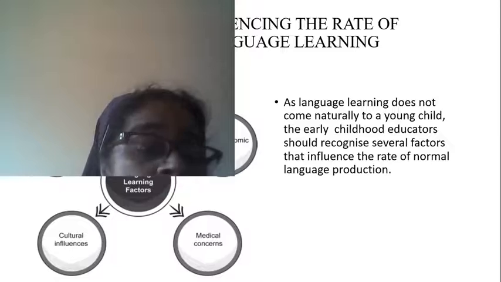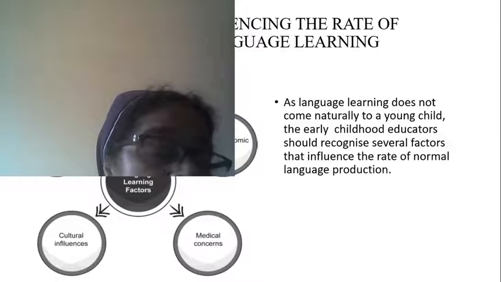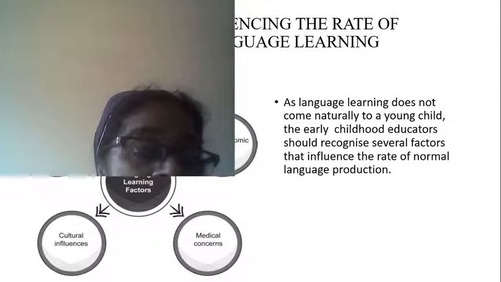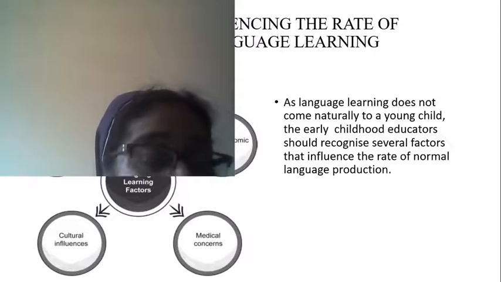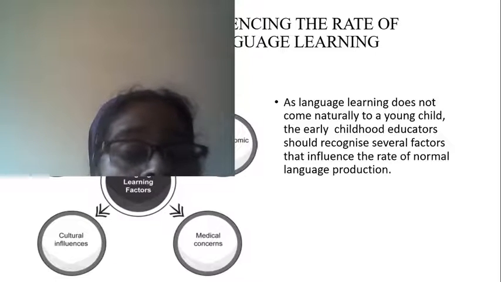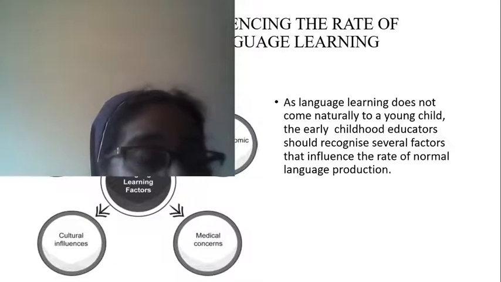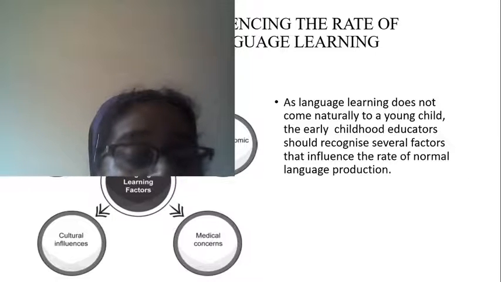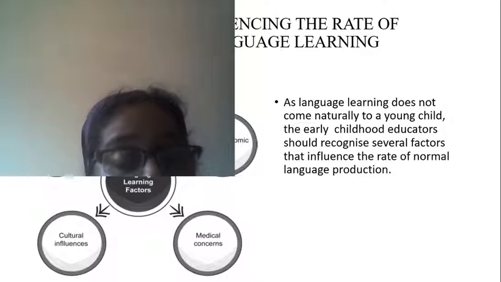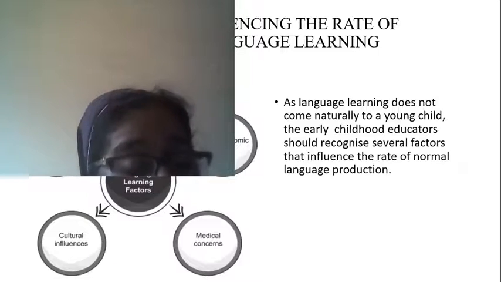Next one, socio-economic level. If the child is coming from a poor family, he will be a little backward in learning because the provisions in the environment offered are rather poor, or maybe because money-wise they cannot buy enough material for the child to learn at home. Second one, medical concerns. So if the child is impaired in hearing or unable to see, then there is a medical concern. Third one is cultural influences.